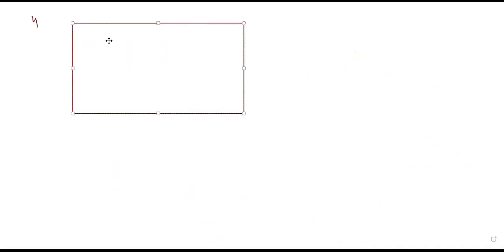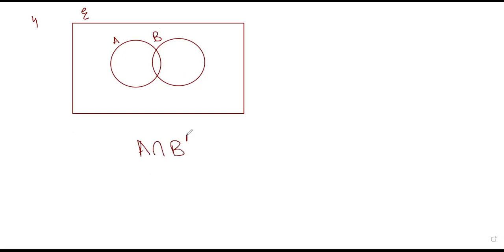Okay, again universal set, and for now we talked about 2 sets. In the next example we will have 3 sets. Okay, now this is the universal set, this is A and this set is B. Okay, and my question is A intersection B complement.